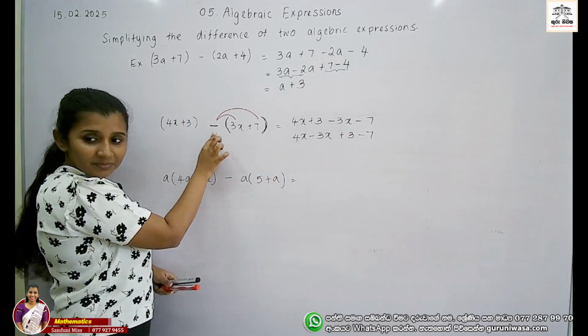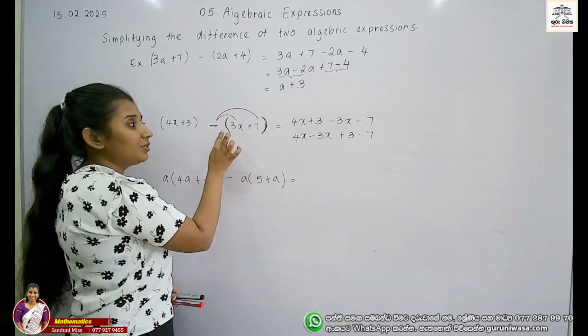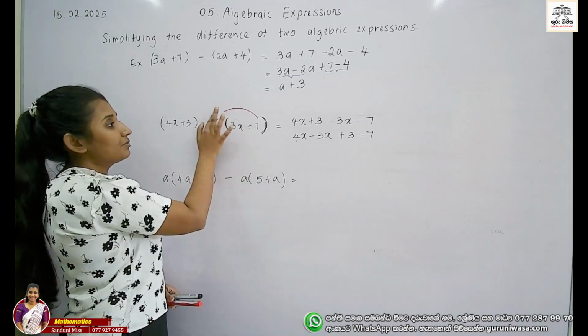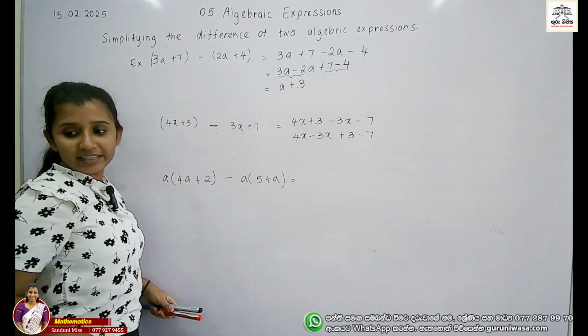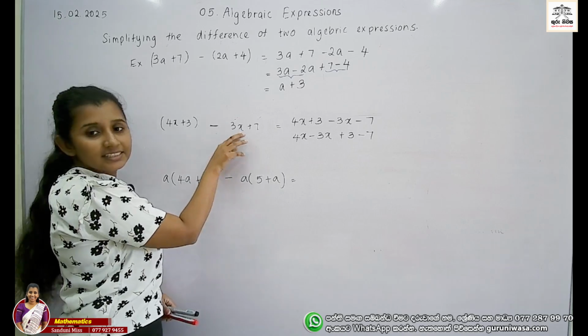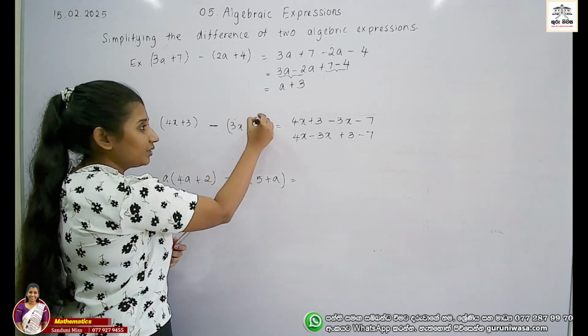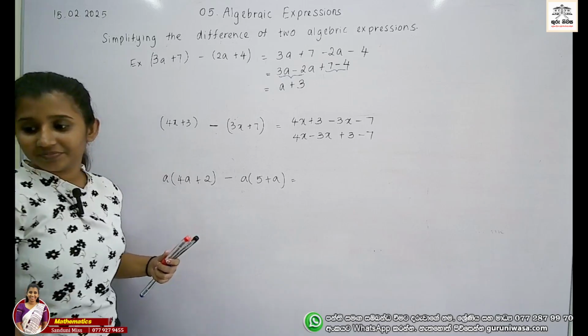So here after the minus sign, you have a bracket. If you have a bracket, you have to multiply all the terms by minus, right? If I didn't write the bracket, then you can write minus 3x plus 7. But here I have already opened a bracket, so you have to multiply each term. Okay, Akil?